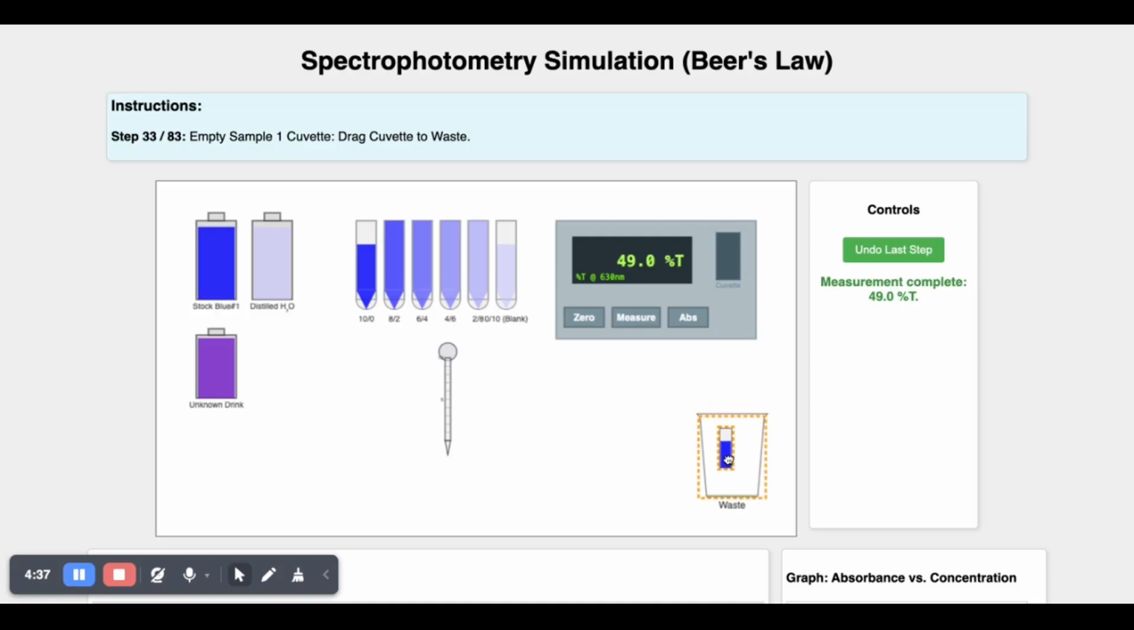I'm going to be pouring out the solution, rinsing the cuvette, and repeat the process for the rest of them. I'm going to make sure to rinse the cuvette each time so I prevent cross-contamination.